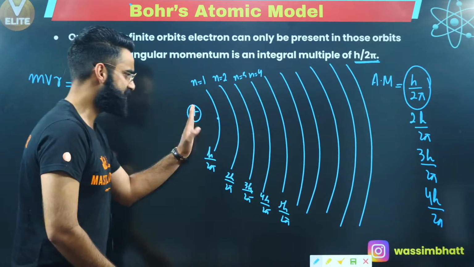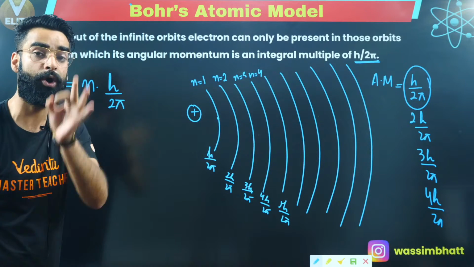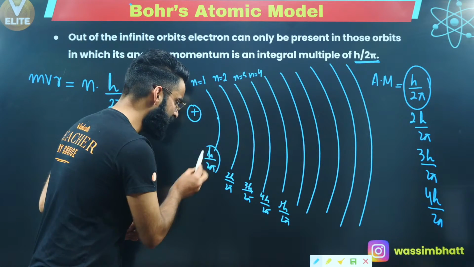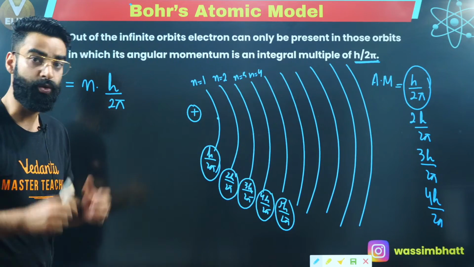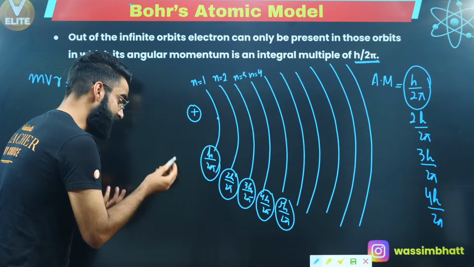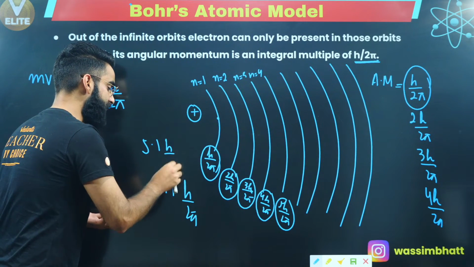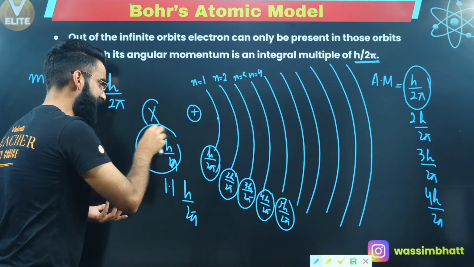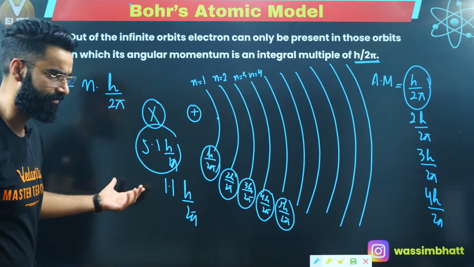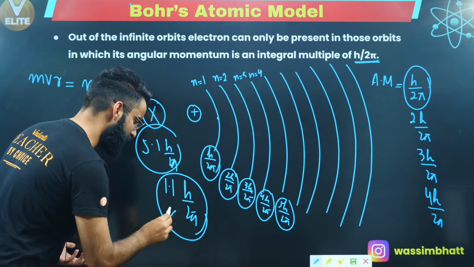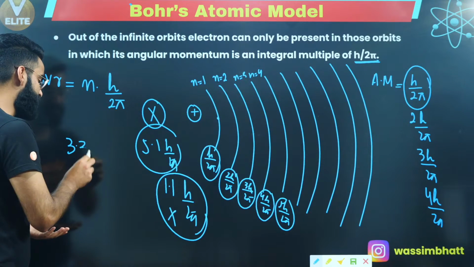So basically, around the nucleus, you have infinite shells, and out of those infinite shells, you'll find an electron only in those shells in which the angular momentum will be the integral multiples of h upon 2 pi. You cannot see an electron in a shell in which the angular momentum will be, for example, 1.1 h upon 2 pi, or 5.1 h upon 2 pi. You cannot find an electron in an orbit in which the angular momentum is not an integral multiple of h upon 2 pi, for example 3.3 h upon 2 pi.